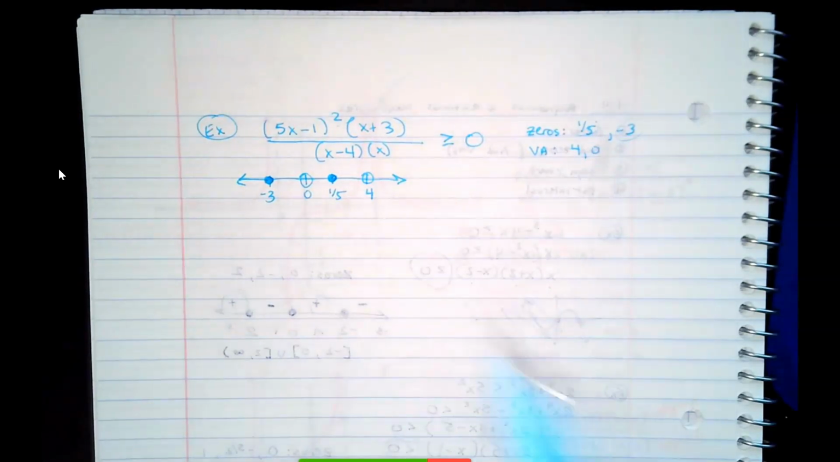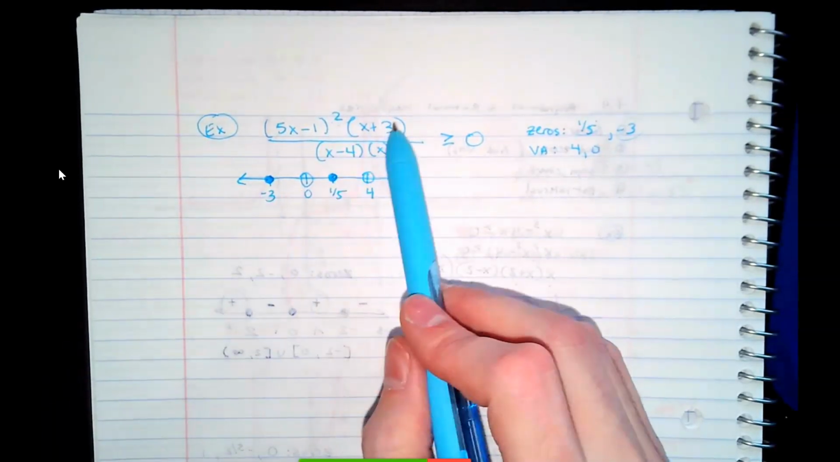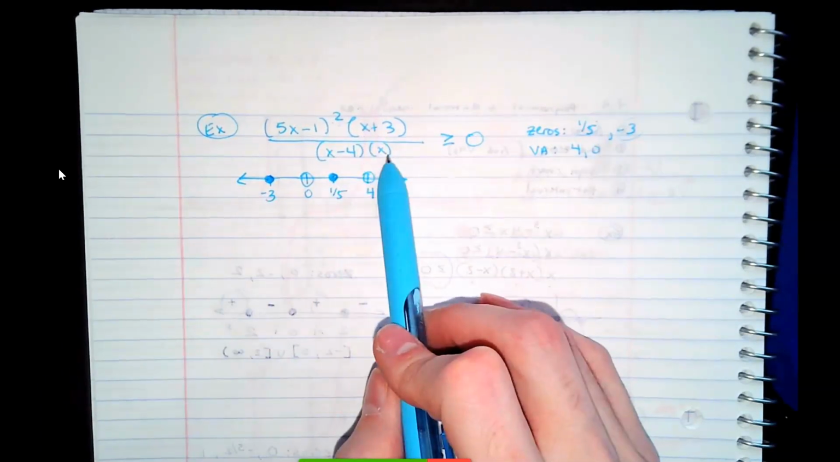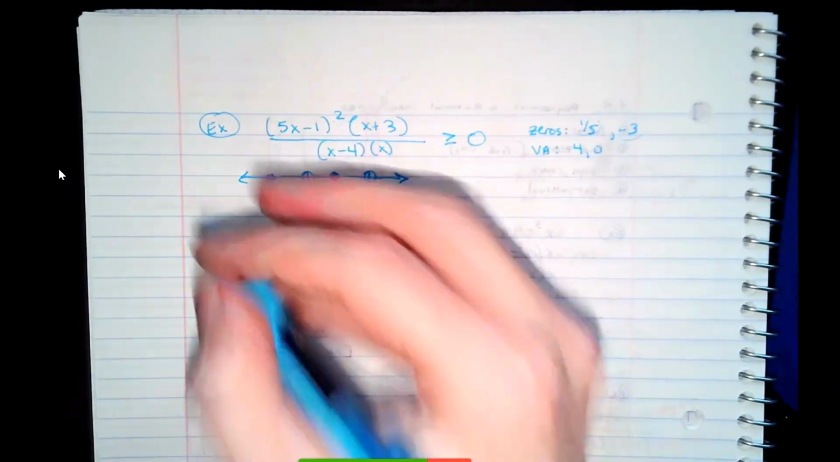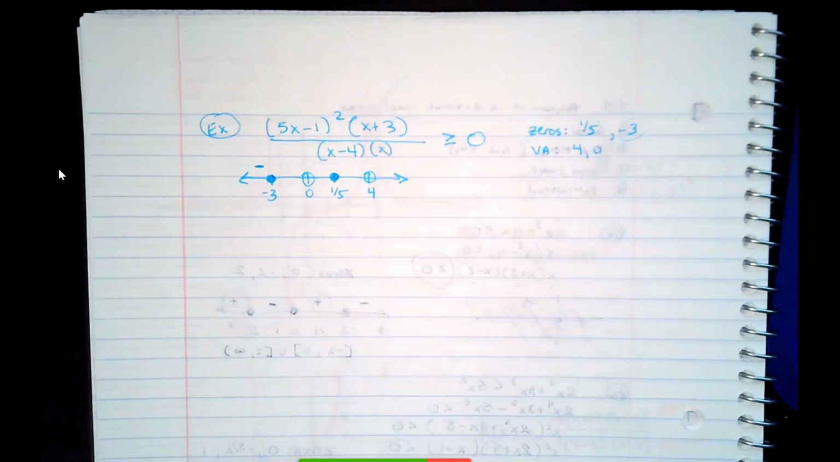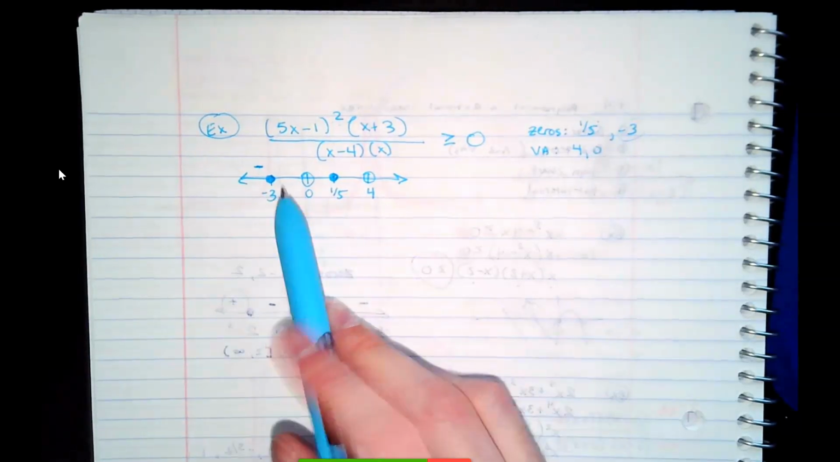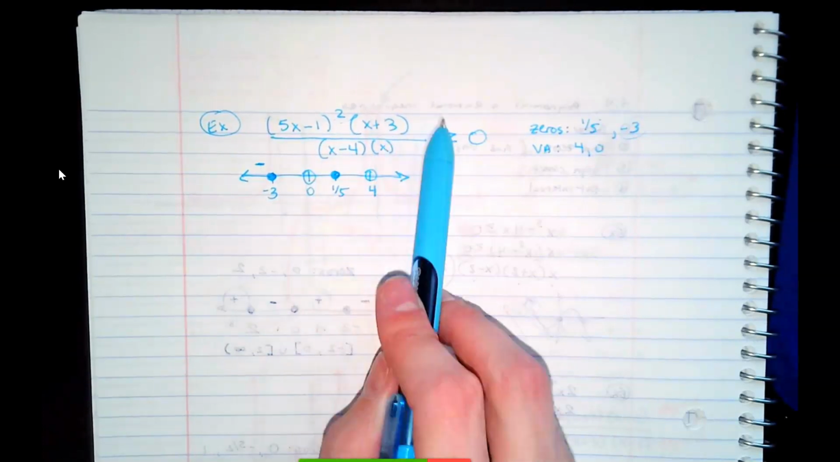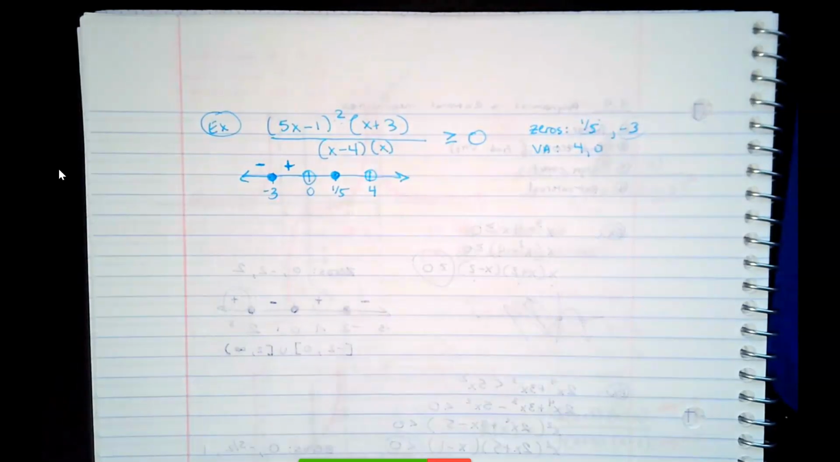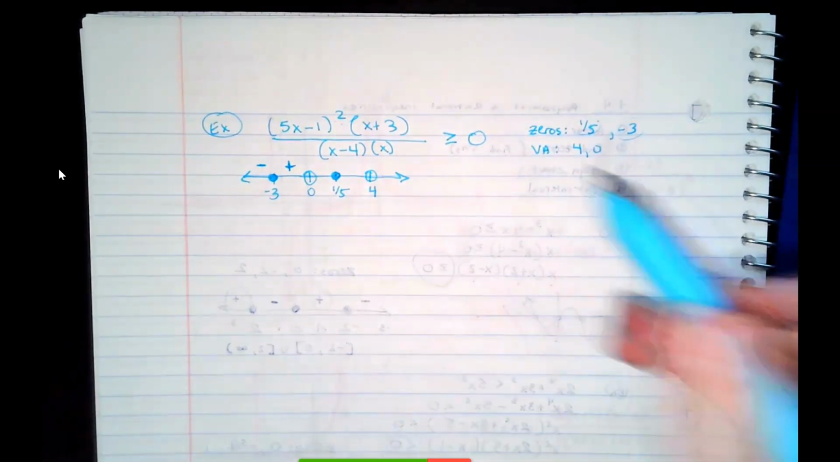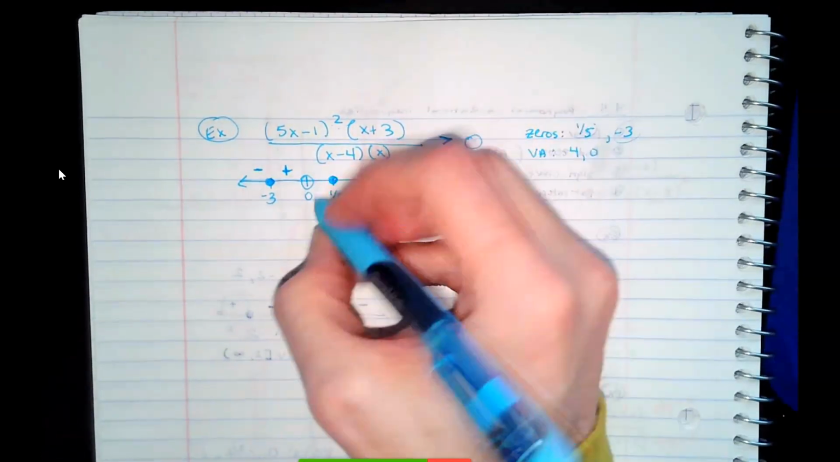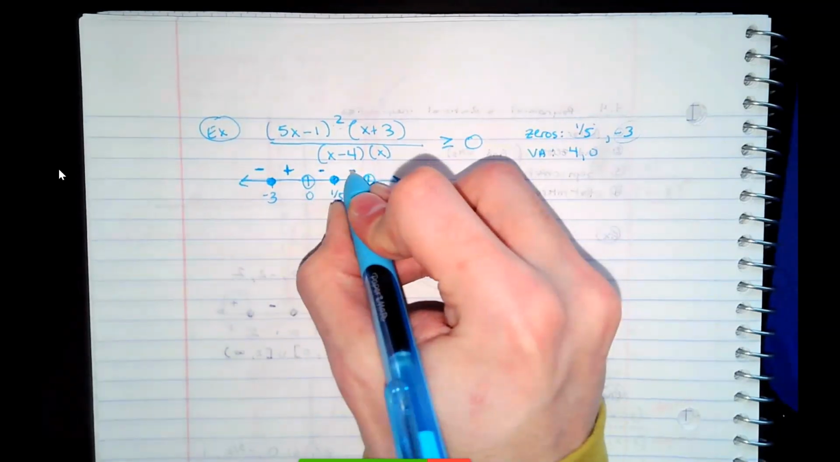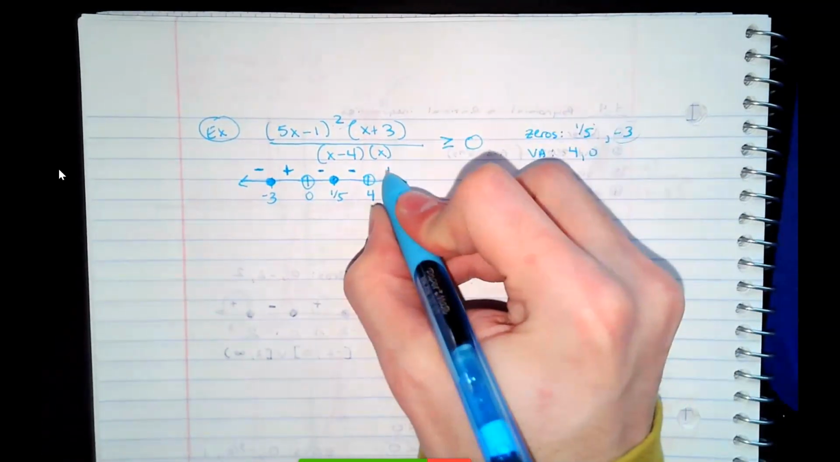Then test your intervals. If you test -4, always positive, negative, negative, negative. So negative on top, positive on bottom, negative right there. Test -1, always positive, positive, negative, negative. So positive times positive is positive, negative times negative is positive. Positive divided by positive. Positive! And then going on, I'm just going to say the rest. This will be negative, this will be negative, this will be positive.